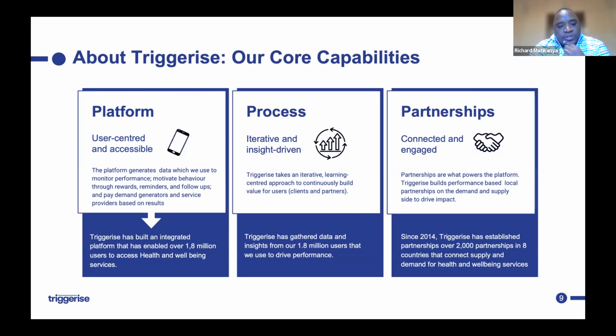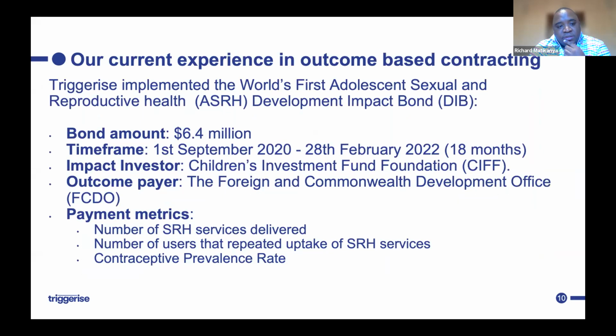So I just wanted to go into the next slide and take you through our current experience in terms of outcome-based contracting. We've just concluded implementing the world's first adolescent SRH development impact bond. It was 6.4 million, it was 18 months, really at the height of COVID in terms of implementation. And I'll talk a bit more about that later in terms of challenges when we start talking about technology and authentication. The Children's Investment Fund was our impact investor. The British government was the outcome payer.